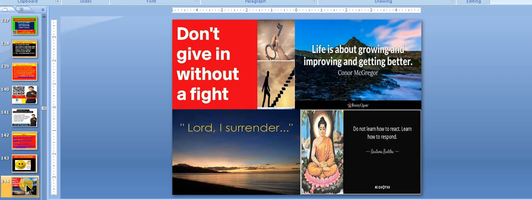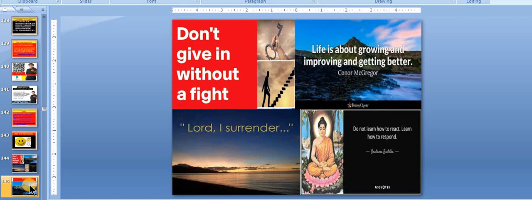So these were the 4 commandments which we have covered in the last classes. Don't give in without a fight, that was one. Second was that life is about growing and improving and getting better. Number 3 was Lord, I surrender. And 4, do not learn how to react, learn how to respond. So the order may be different, but these 4 we have covered.